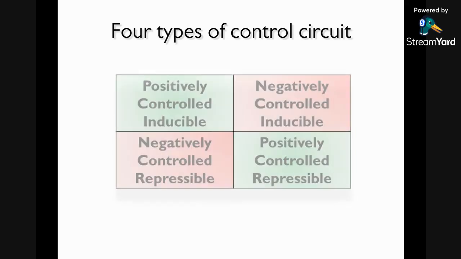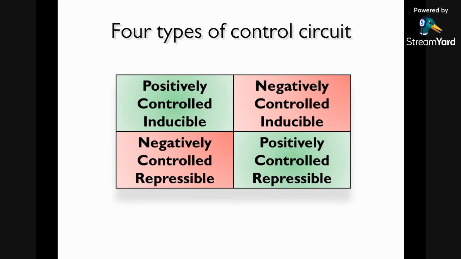So, just to recap, 2 types of terminology that I have covered so far. The 4 types of control circuit that we are going to look at are shown here. You can be positively controlled or negatively controlled, and I'll come to that in a minute. And in either case, you can have an inducible circuit or a repressible circuit. So we have 4 types of control circuit that I'm going to go through in a minute.